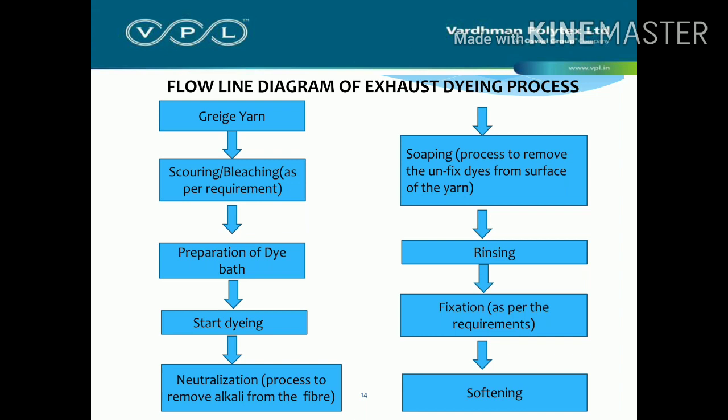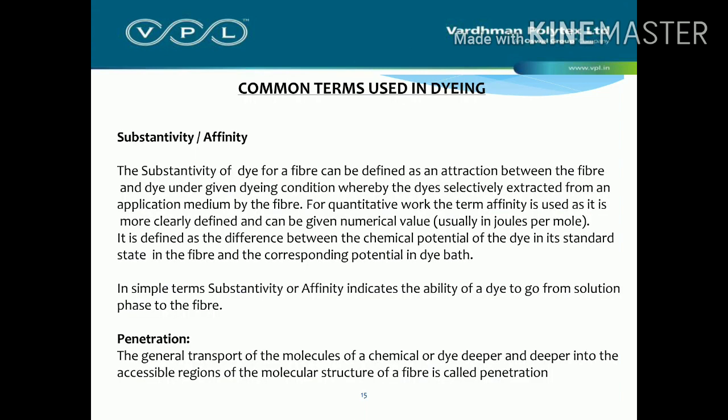The common flow line diagram for the exhaust dyeing process: grey yarn, scouring, bleaching as per requirement, preparation of dye bath, dyeing, neutralization process to remove the alkali from the fiber, soaping process to remove unfixed dyes from the surface of the yarn, rinsing, fixation as per requirement and softening. Now the common terms used in dyeing: substantivity, affinity, penetration, absorption, material liquor ratio, shade percentage, barre dyeing, channeling, 4R principle, and the last one is specific gravity.